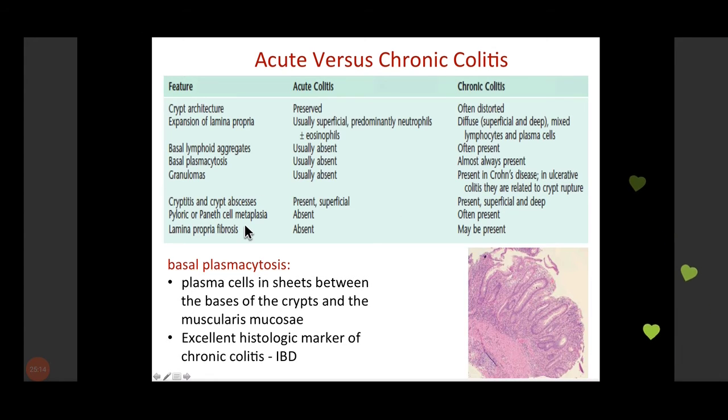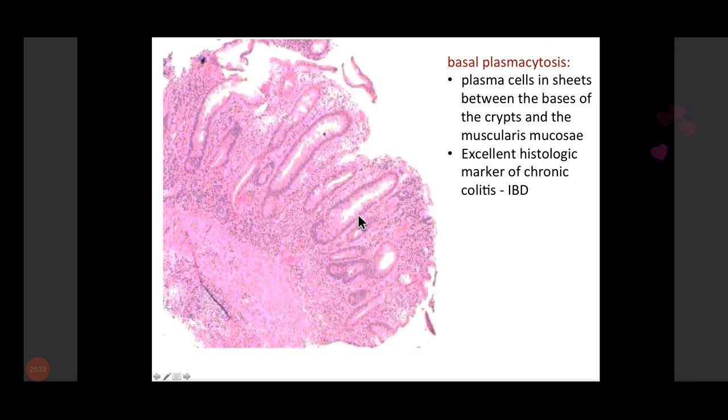Pyloric or Paneth cell metaplasia. Again, I'll show you an example later. So this is not present in an acute colitis, but will be present only in a chronic colitis. And fibrosis may be present in a chronic colitis. But IBD is an acute on chronic colitis. So you will see an admixture of these features in IBD.